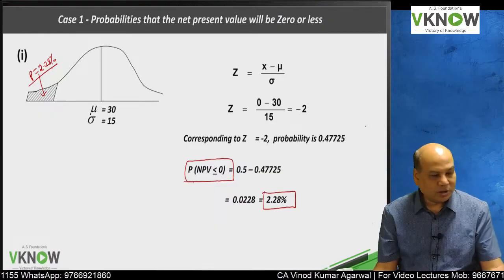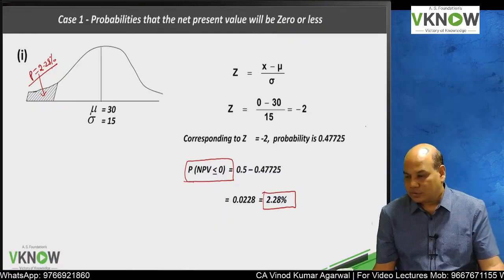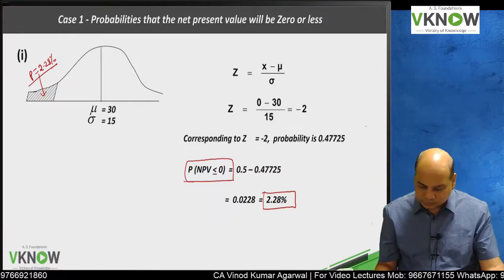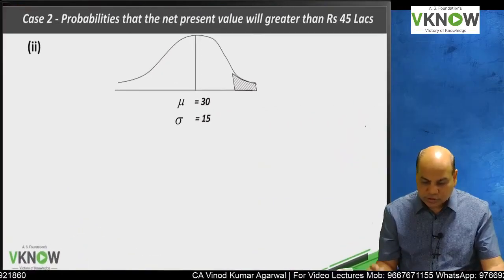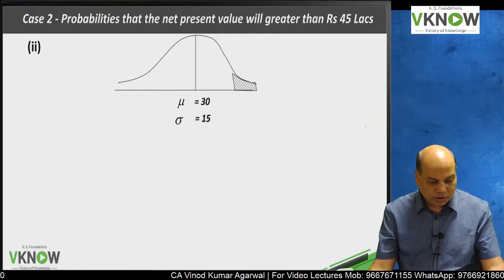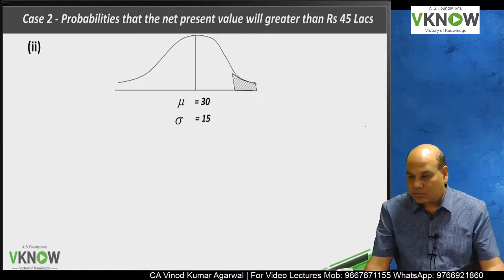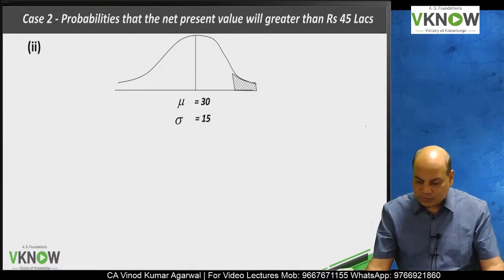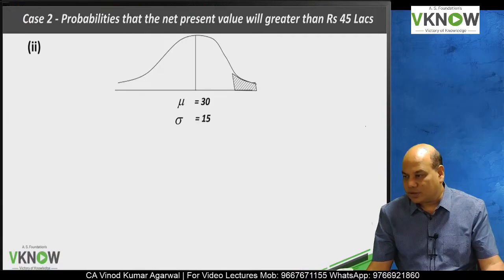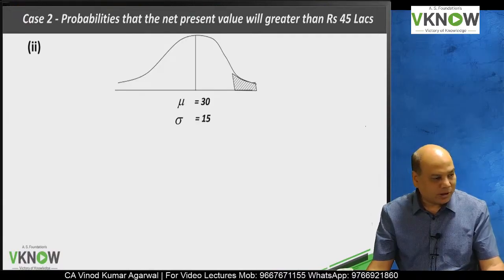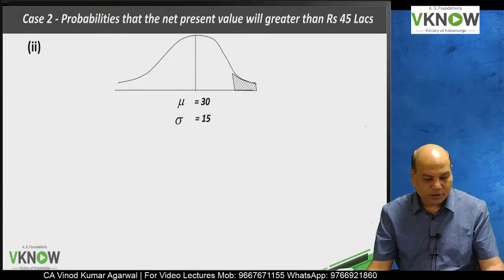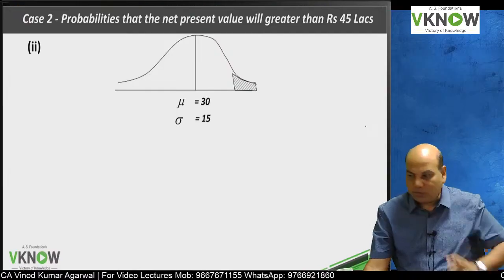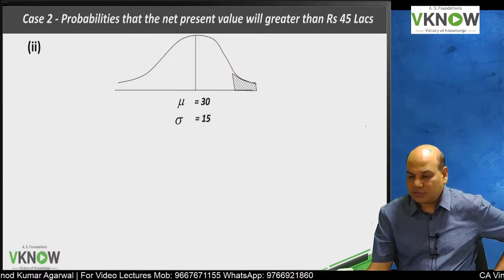Knowing this, you can take a more informed decision. Is it right? Next question, write down case 2. The second question is: probability that NPV will be greater than rupees 45 lakh.